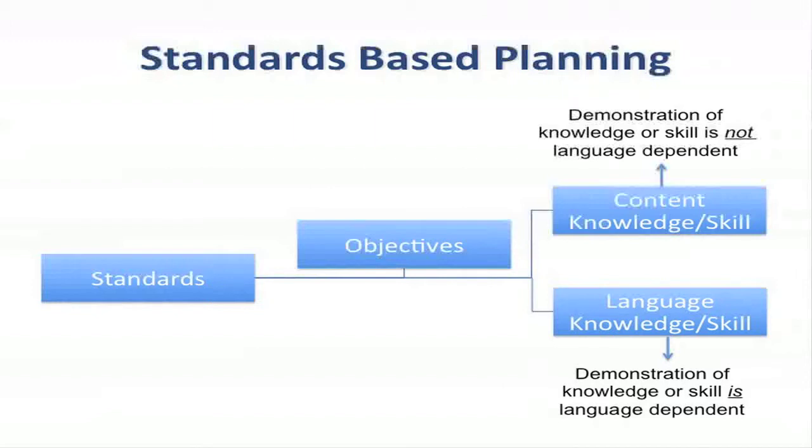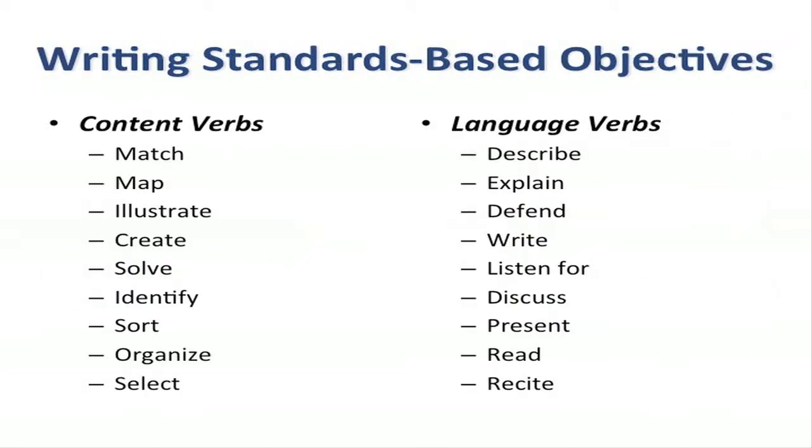A student who correctly illustrates the water cycle in science class can demonstrate his understanding of that process without using language, whereas the same student, when asked to explain the water cycle, may grow silent if he lacks the language skills to do so. When writing standards-based learning objectives, it's helpful to differentiate between content and language performance goals by focusing on the verbs used in your plan.